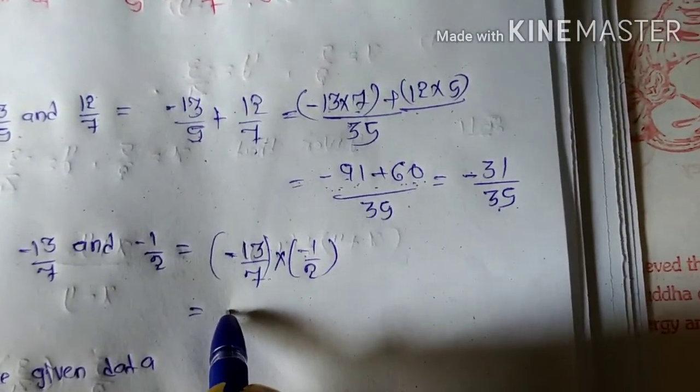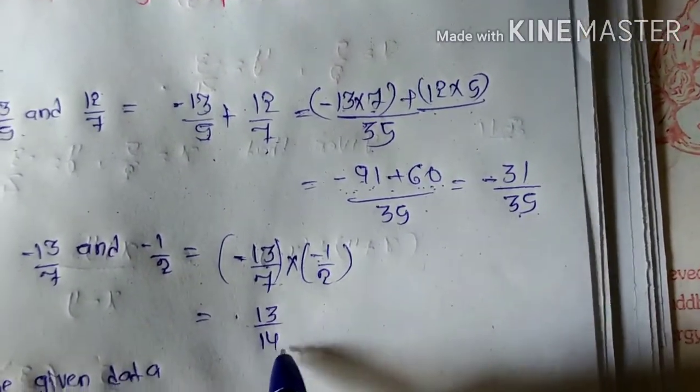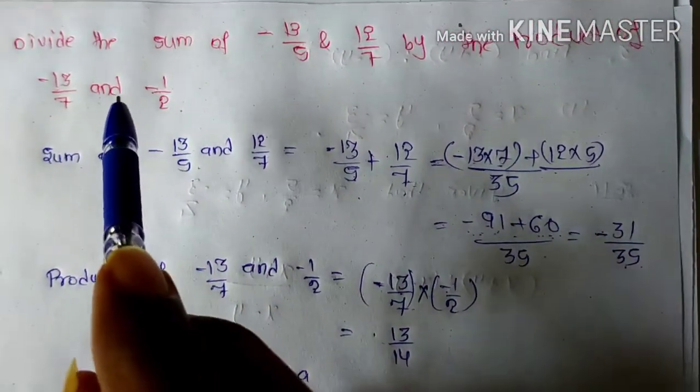You need not write plus once again. 1 times 13 is how much? 13 only here. 7 times 2 is how much? 14. Yes or no? 13 by 14.